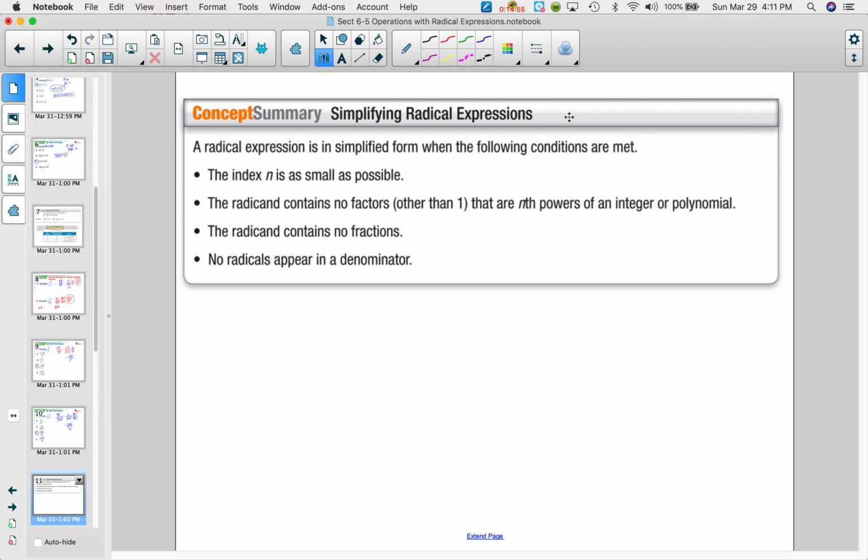Okay, simplifying radical expressions. The index is as small as possible. That's going to kind of come up more in the next section. The radicand, which is the part under the radical sign, contains no factors other than 1 that are nth powers of an integer or polynomial. So that just means if you have the square root of 5 cubed, you got to do something with that. The radicand contains no fractions, so you can't have fractions underneath the radical sign, and no radicals appear in the denominator. This is what we just were working on, rationalizing the denominator.